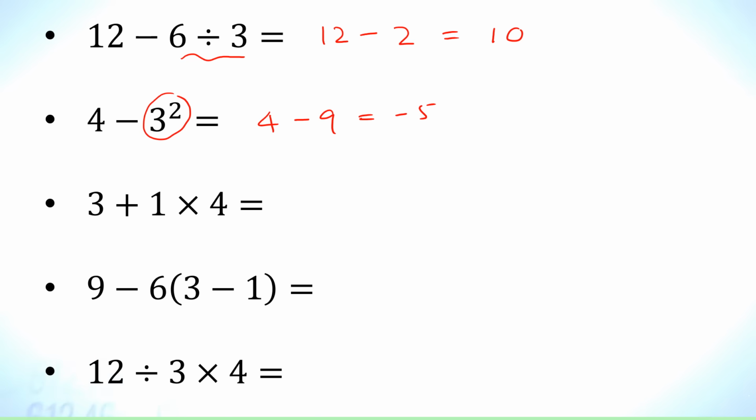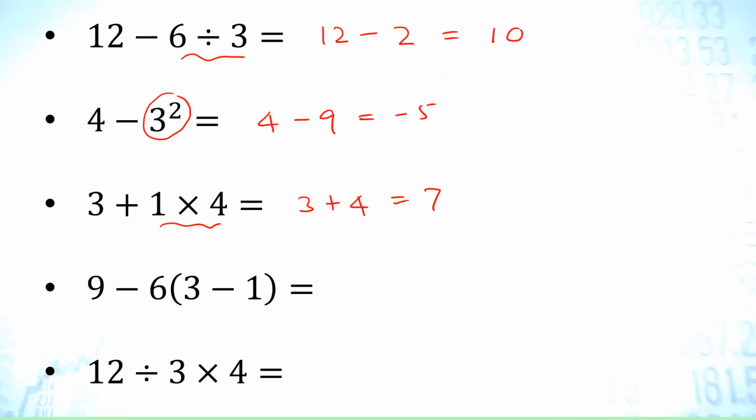And then here you can see the multiplication comes first. So that means this should be 3 plus the multiplication. 4 times 1 is 4. So that means the answer is 7.